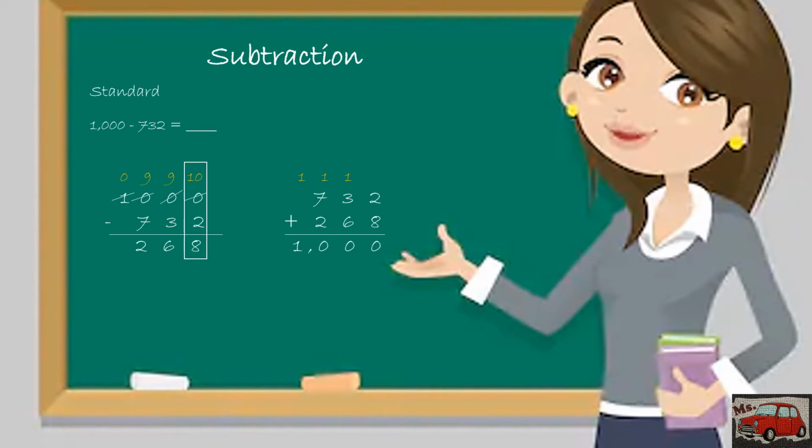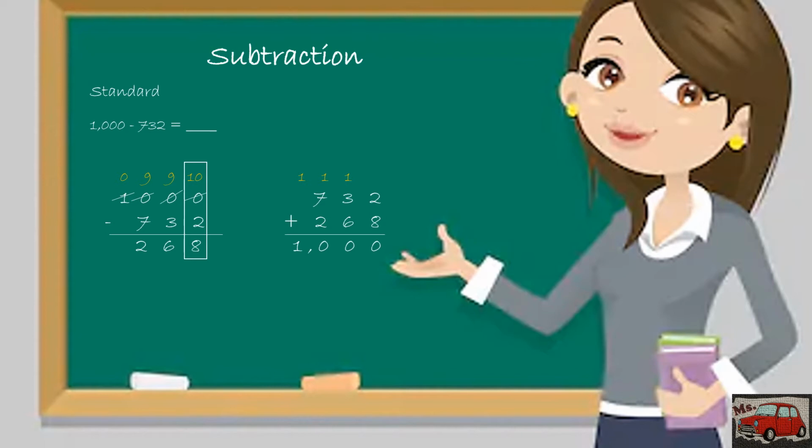1,000 minus 732, and I'm going to use standard way. Kapag puro zero na yung minuend natin, usually, we will automatically cancel those 0, and then the first 0 will become 10, and then the next 0 will become 9, and the next 0 will become 9. So, ang nangyari is 900, 90, and then 10. And saka natin sila ima-minus.